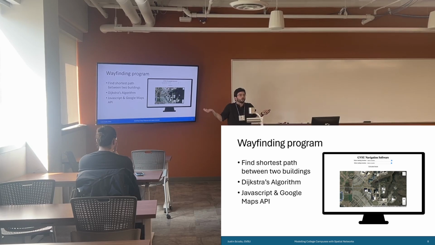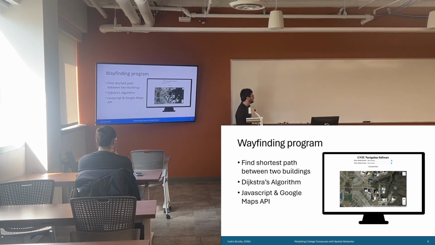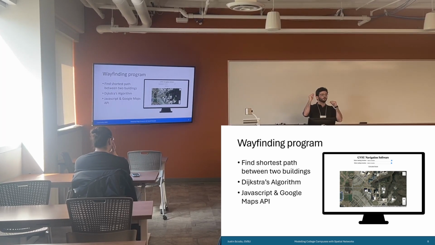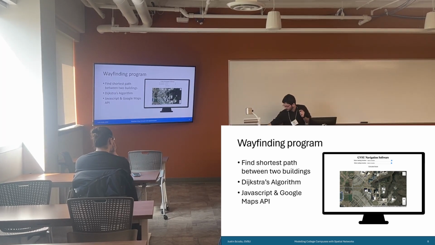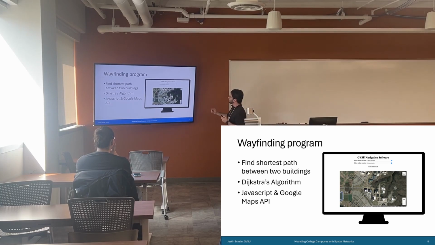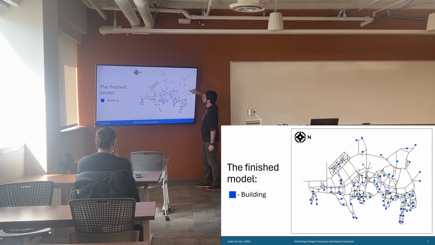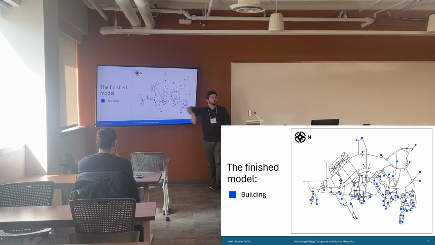And the number one thing I wanted to do was build a wayfinding program. So with this wayfinding program, we have to find the shortest path between any two of these buildings. As you're looking back on our map, we want to find the most efficient path between, let's say, this blue square and this blue square. There's an infinite amount of paths, right? Which one would be the best?